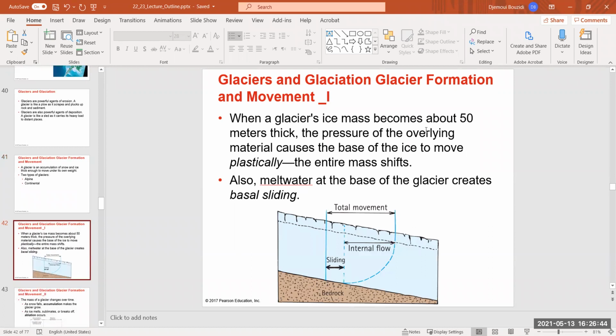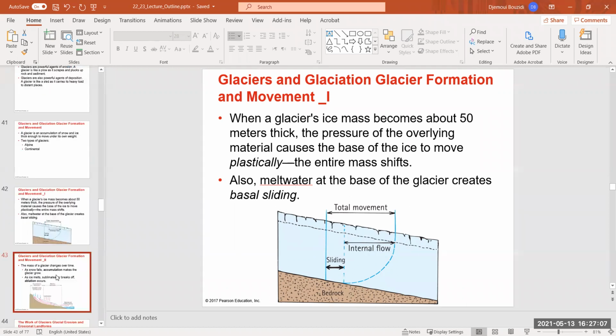Again, when glacier ice exceeds 50 meters, the pressure on the overlying ice becomes so much that you have a non-linear, non-elastic flow. What I mean by plastic in this case is deformation. It's going to change, it's going to move away. So it can melt also because of the heat too.